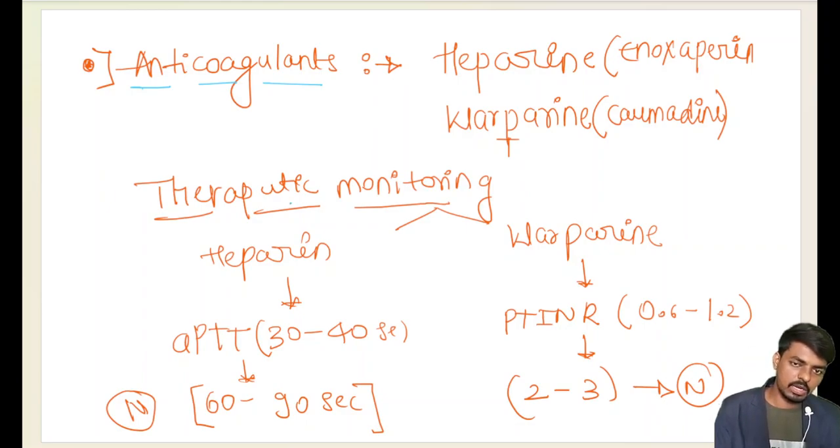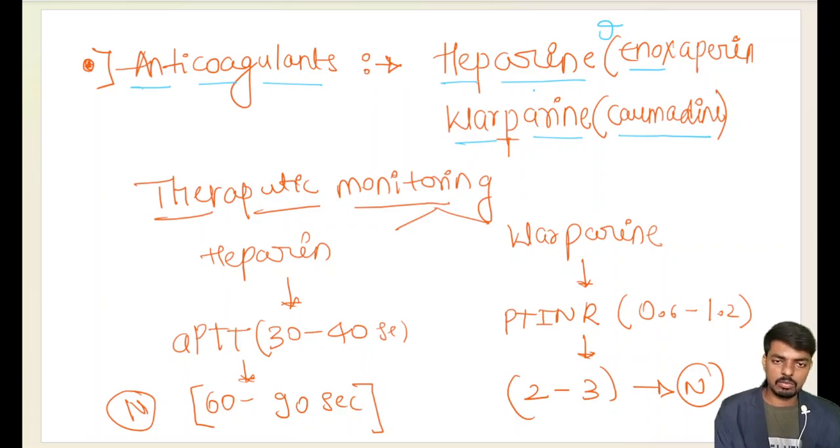Okay. So we have heparin and warfarin. Very important, two drugs we have in the anticoagulants, heparin and warfarin. Okay. So heparin has the brand name enoxaparin, and warfarin has the brand name Coumadin. Very important, because in many exams many examiners ask for the brand names also. Enoxaparin is nothing but the heparin, and Coumadin is nothing but the warfarin. Okay, both are the same.